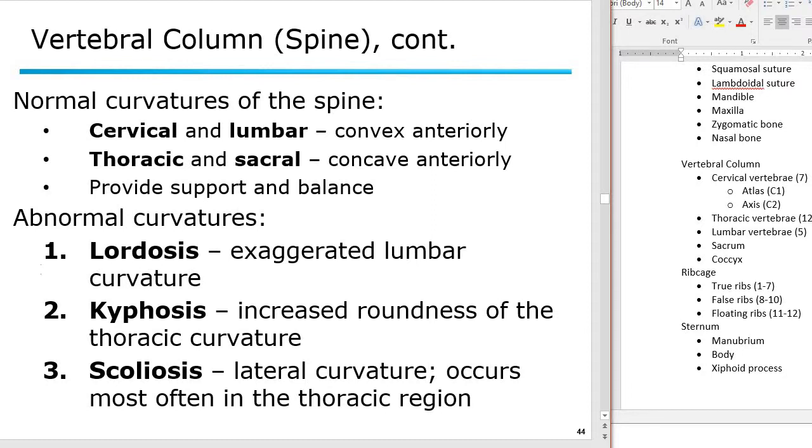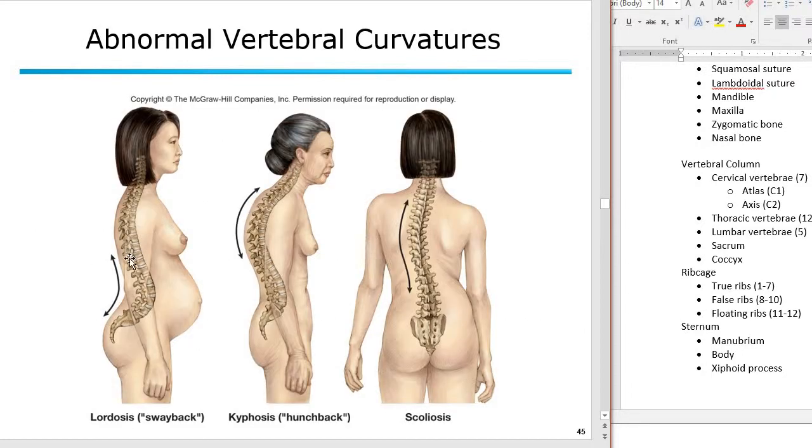Now, if these curvatures become exaggerated in one way or the other, then that can be a problem. We have lordosis. You can see lordosis is an extreme convex curvature. Kyphosis is an extreme concave curvature. And then scoliosis is when the spine does not go straight up and down. Those are some problems that can be associated with the curvatures of the spine.